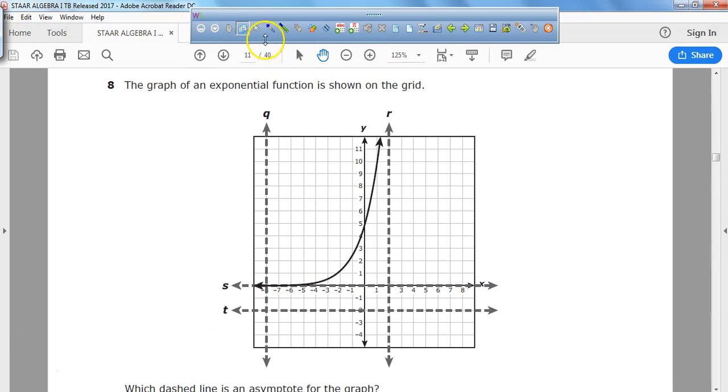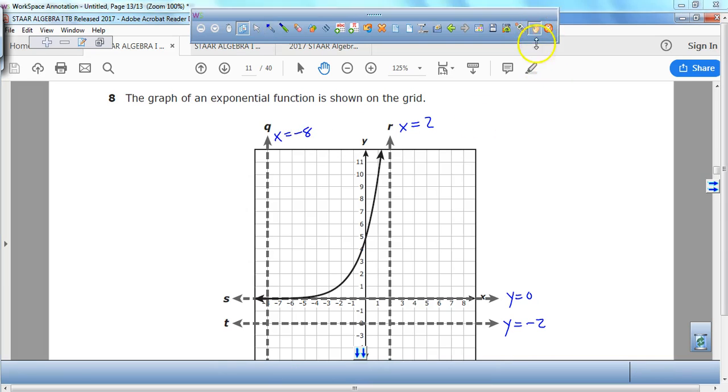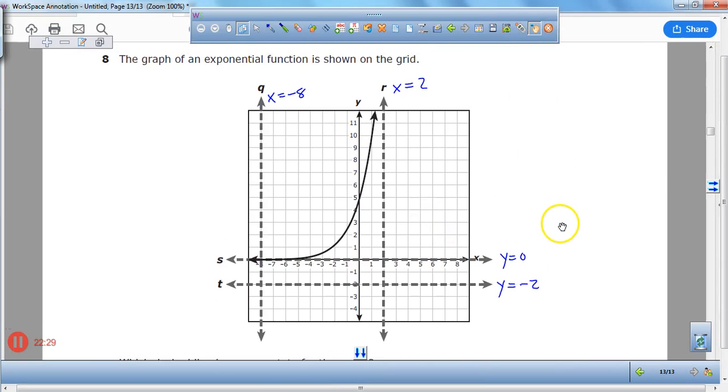So we have some different lines here. Right here we have y equals 0. Right here we have y equals -2. That's a horizontal line and a horizontal line. Here we have a vertical line, x equals 2, and here we have another vertical line at x equals -8. Now an asymptote is a boundary in the graph that the graph will not touch. So we can definitely rule out q. That's a ridiculous answer. That's not an asymptote.